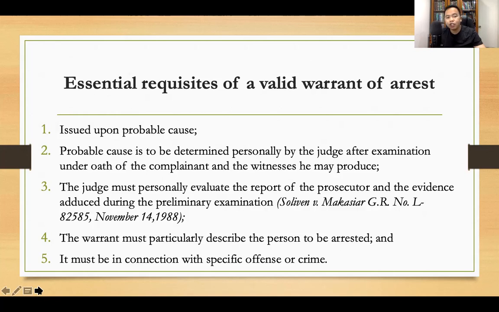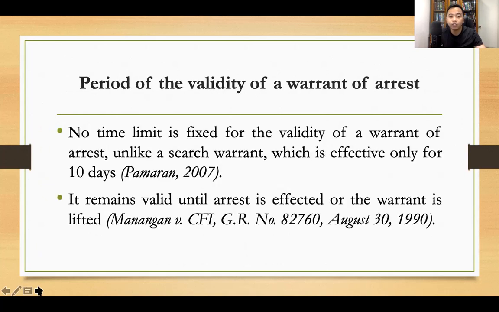Number one, it must be issued upon probable cause. Probable cause is to be personally determined by the judge after examination under oath of the complainant and the witnesses he may produce. The judge must personally evaluate the report of the prosecutor and the evidence adduced during preliminary investigation. The warrant must particularly describe the person to be arrested and must be in connection with a specific offense or a crime. Now, what is the period of the validity of a warrant of arrest?